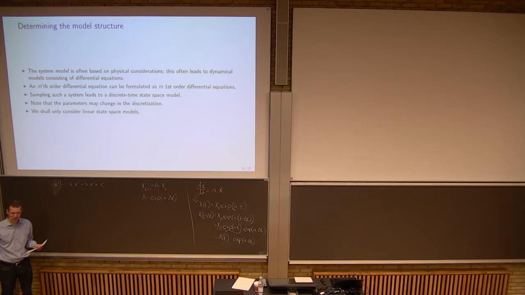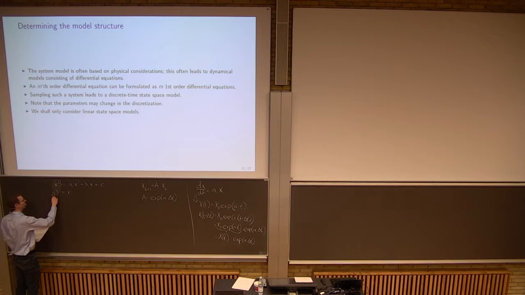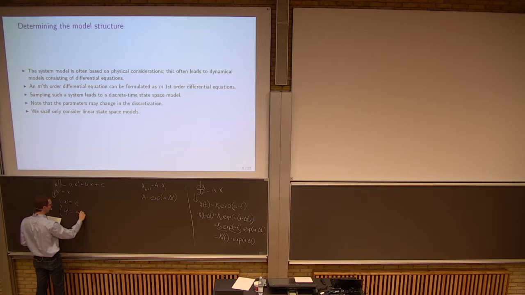Now, if we introduce y as x prime, then instead of looking at just one differential equation here, we can look at a set of two. So we'll have x prime equals y, and we have y prime, well, that's exactly x double prime. So we can write that as a times y plus b x plus c, right?